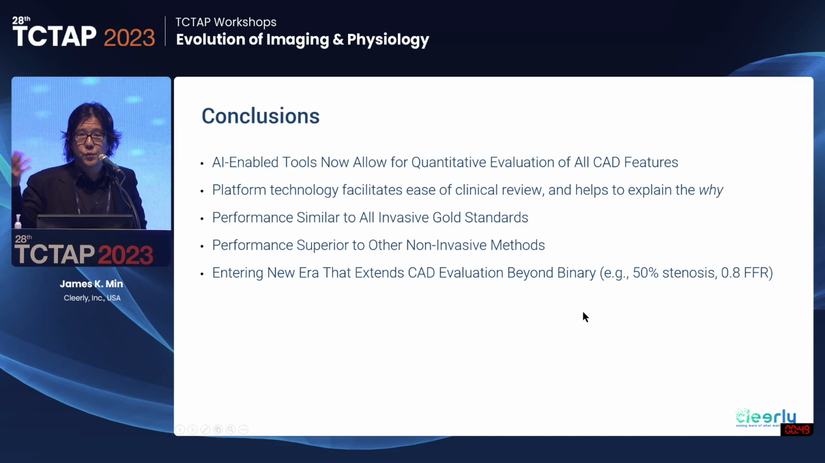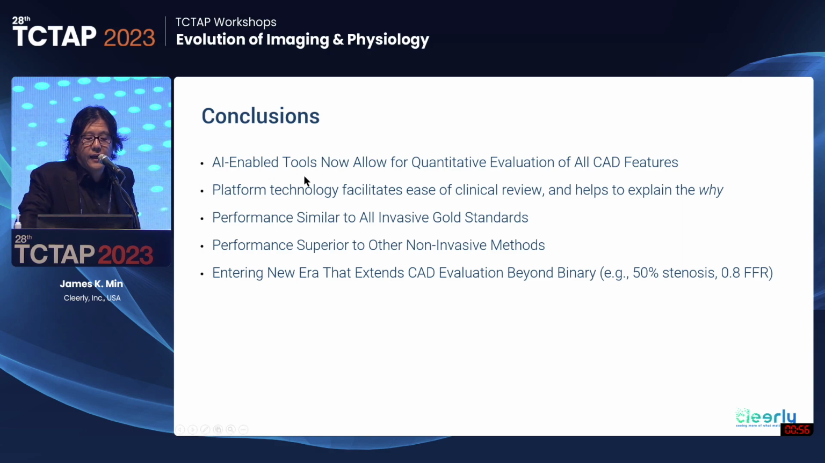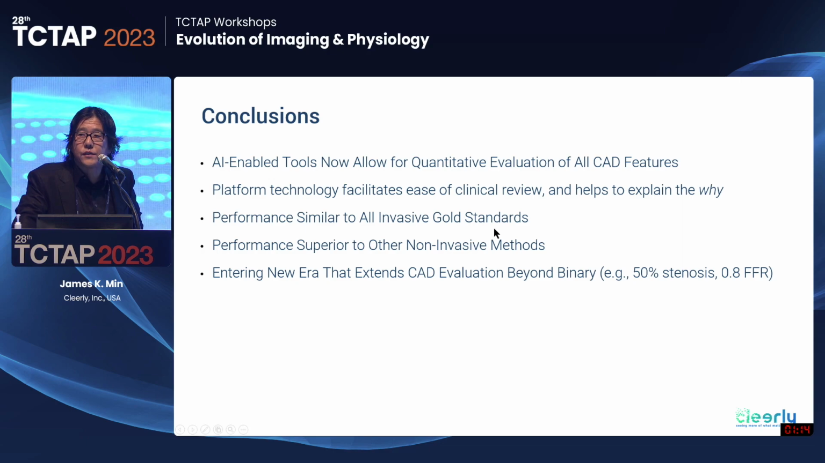So I think the future is pretty bright for using non-invasive imaging to plan for procedures prior to going into the cath lab. These AI-enabled tools now allow for true quantitative evaluation of most of the coronary disease features. The platform technology allows you to just log on to a website and start to use this clinically right before you head into the lab. And I think the performance of it is similar to most of the invasive gold standards that we've seen to date, and is superior to all of the other non-invasive methods that we have currently.